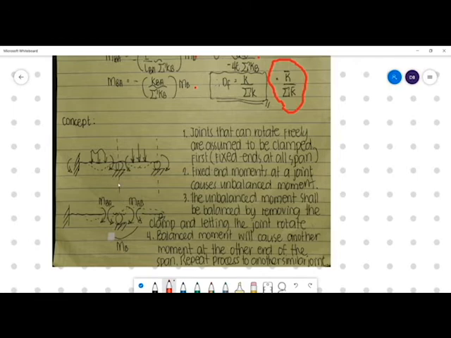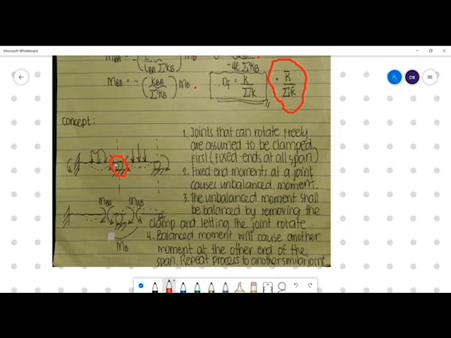And then we are going to determine the amount of moment na kailangan para mabalanse yung moment na nag-a-act doon sa support. Okay? So the unbalanced moment shall be balanced by removing the clamp and letting the joint rotate. Balanced moment will cause another moment at the other end of the span. So tapos na tayo ngayon with respect to joint muna. With respect to joint, alam natin na may unbalanced moment, so ibabalance natin.